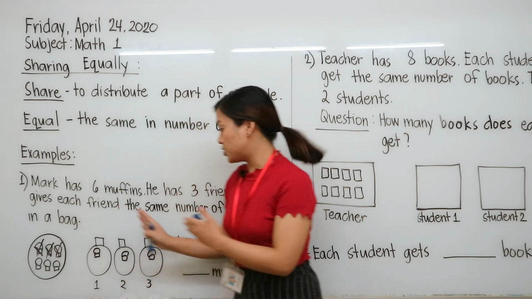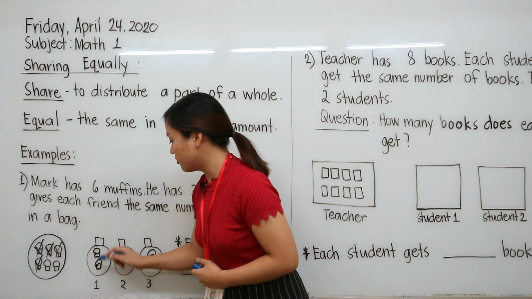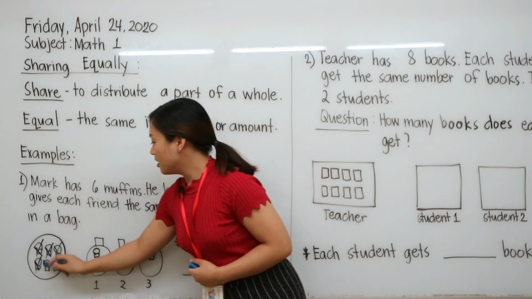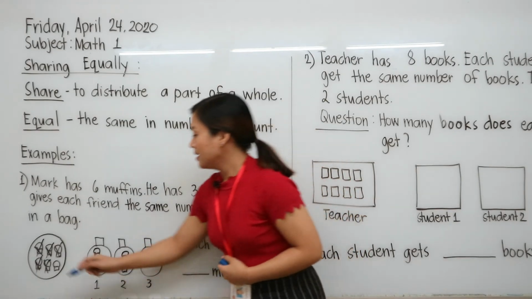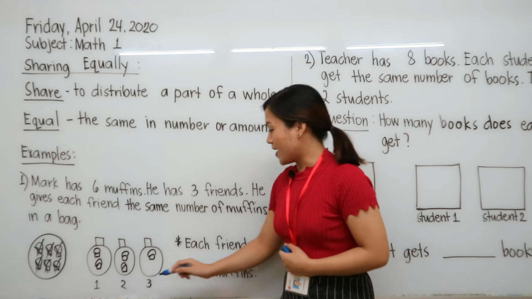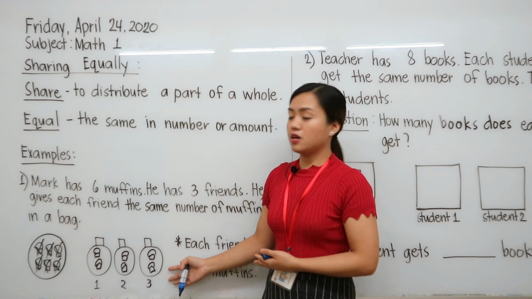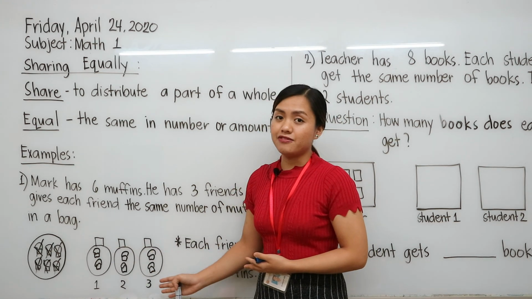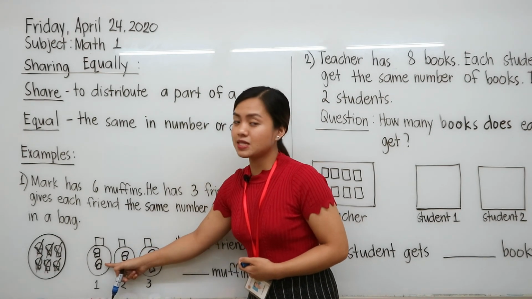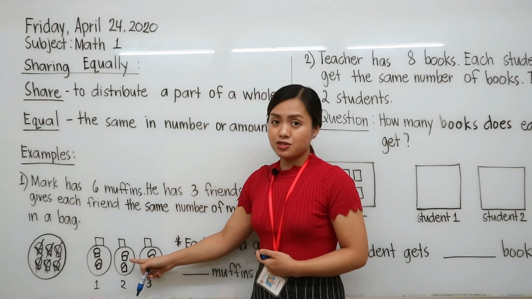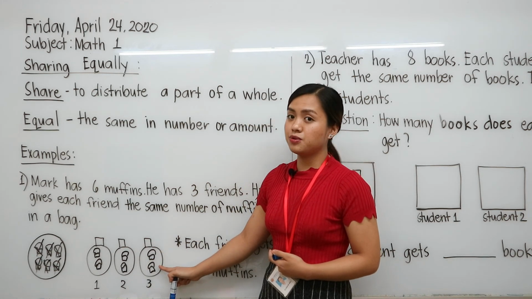So we are going to distribute it again. First we have here another muffin, you put it there for friend number 1. Another muffin for friend number 2. And the last muffin for friend number 3. Now if you try to see here, each friend will have, let's count. Friend number 1 will have 1, 2 muffins. Friend number 2, 1, 2 muffins. And friend number 3, we have 1 and 2 muffins.